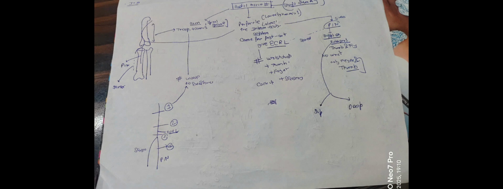Remember, with this, the radial nerve injury is also completed. Just remember one thing, beyond ECRL, there will be no wrist drop, but proximal to ECRL supply, there will be wrist drop. So this ends our topic of upper limb injuries.